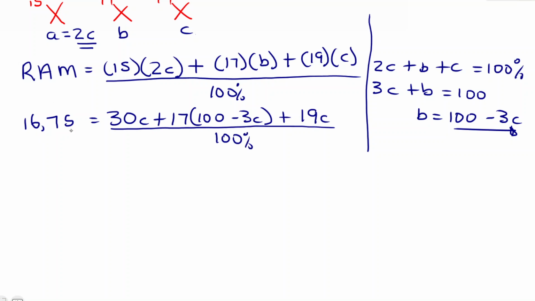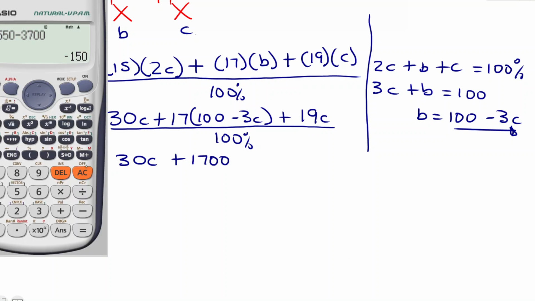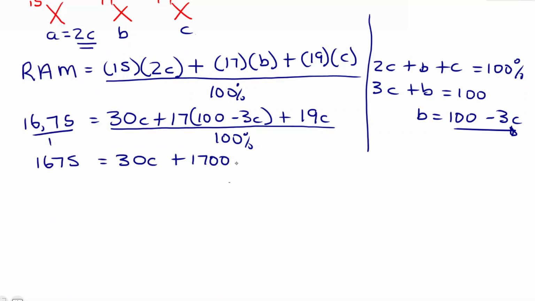Now we can cross multiply here because this 16,75 is over 1, multiplied by 100. I think that will be 1,675 equals. Okay, let's calculate this one. 30C plus 100 times 17, that's 1,700. 17 times negative 3, I think that is 51. Yeah, it's 51. So 17 times negative 3 is negative 51C, plus 19C.